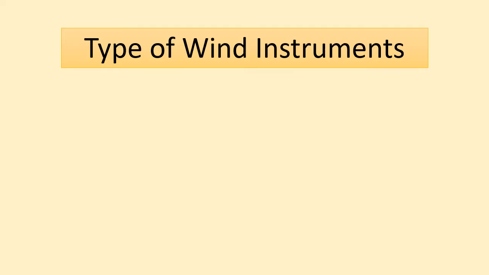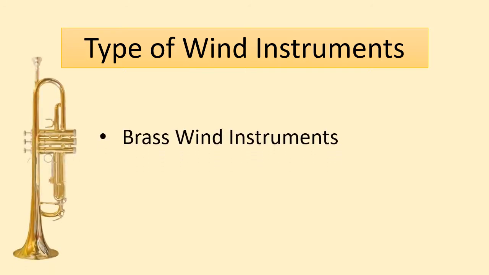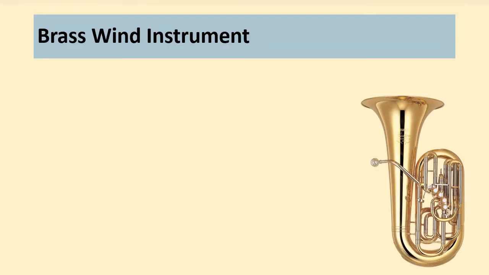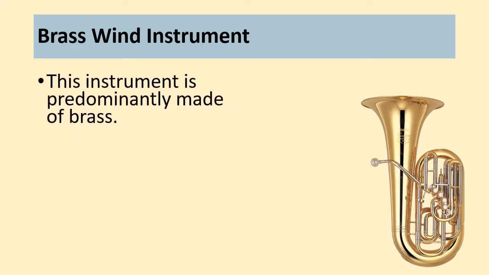Basically, they can be divided into two groups. We have the brass wind instruments, and then the second group is the woodwind instruments. Now, let's take them one after the other. The brass wind instruments are instruments that are predominantly made of brass.